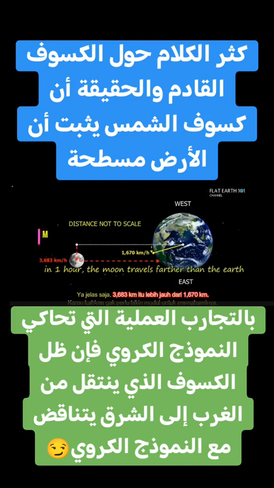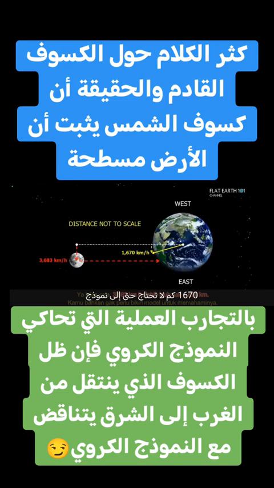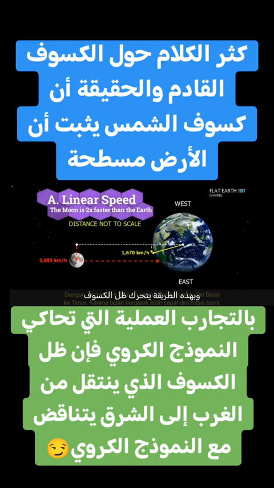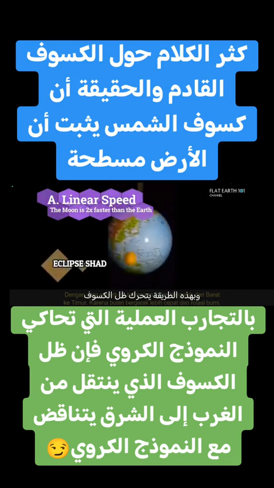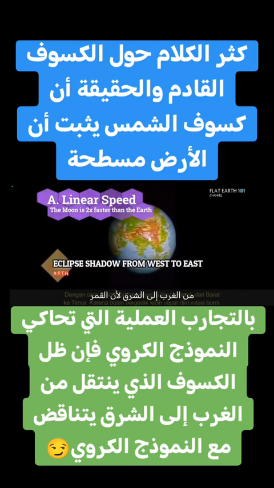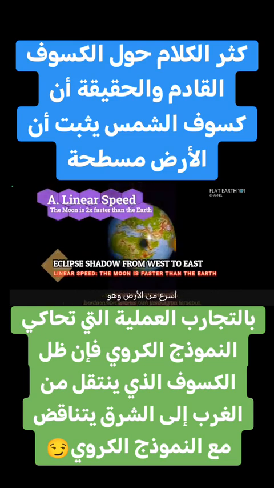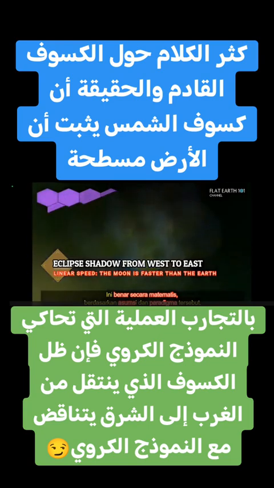But of course, 3,683 kilometers is farther than 1,670 kilometers. You don't even need a model to understand. This is called linear speed. In this way, the eclipse shadow moves from west to east because the moon is faster than the Earth. It's mathematically correct based on that assumption and paradigm.